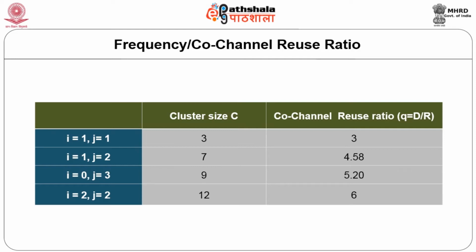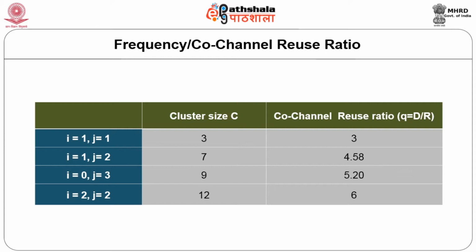It is just an exercise for you to put it in the formula above and calculate the values of q which have been given in this table. For cluster size 9, the value is 5.2. So, you can see that as the size of the cluster is increasing, the reuse ratio is also increasing. That is, more and more cells can be reused, hence increasing capacity more and more.